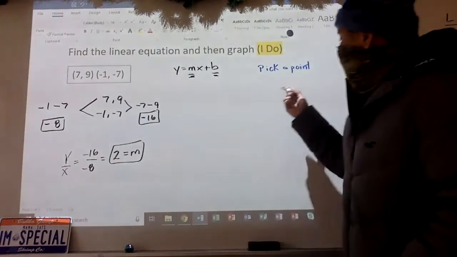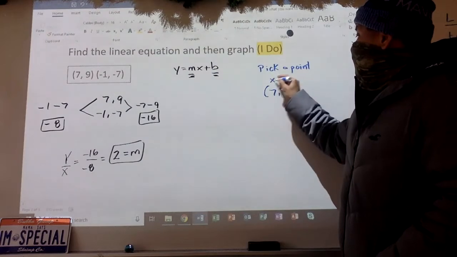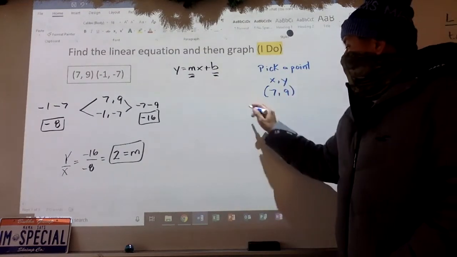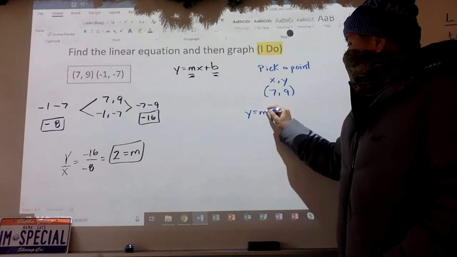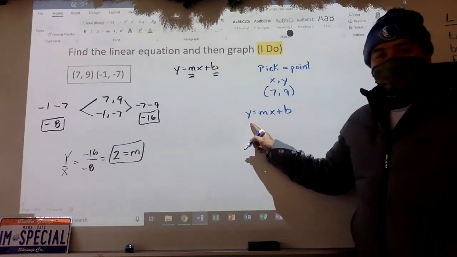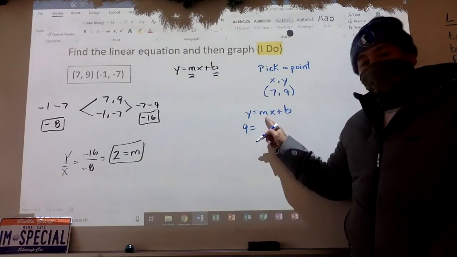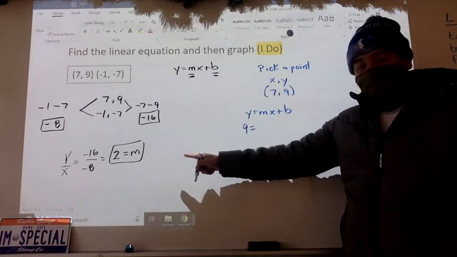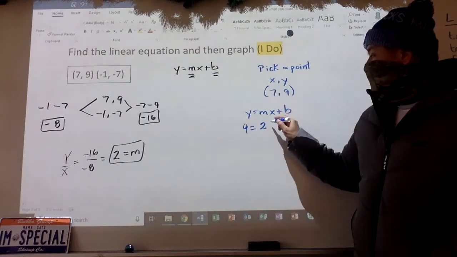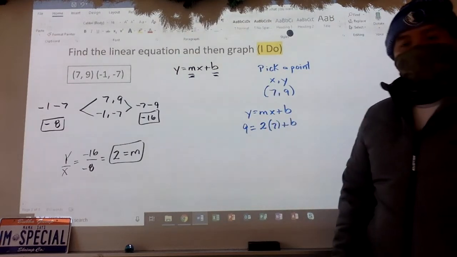So I will do 7, 9. This is x. This is y. And then I will make use of this formula. So y equals mx plus b. If you notice, I have a y here, so I will replace it with the 9. My m, the thing I just found over there, will be 2x plus b. Now you have to solve it.